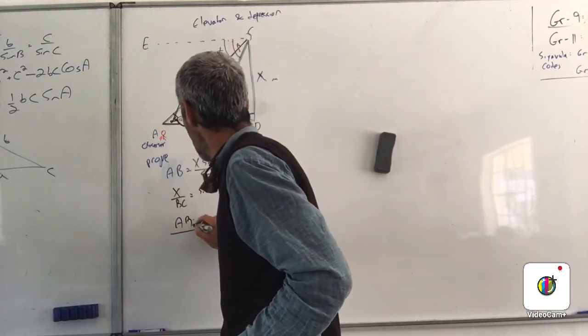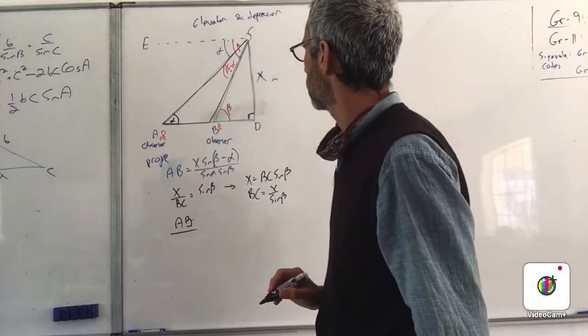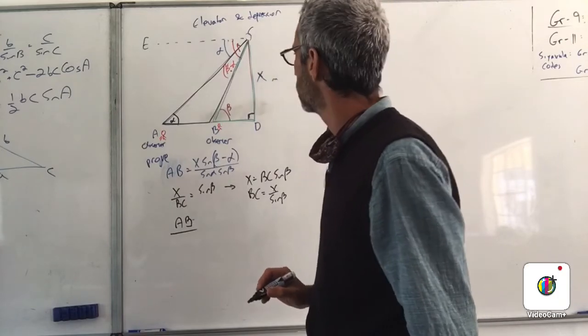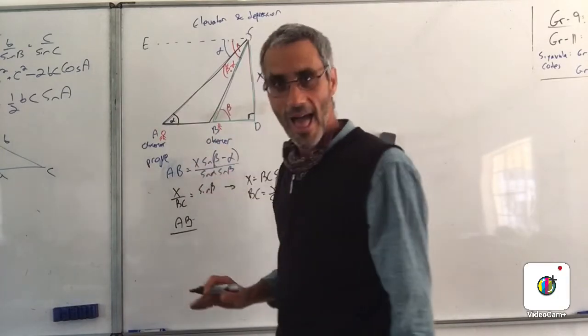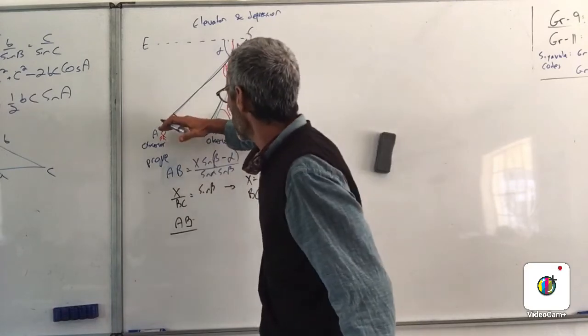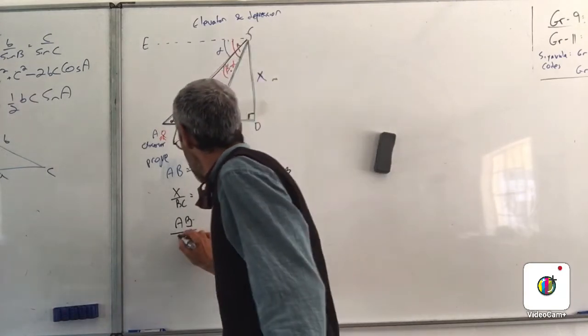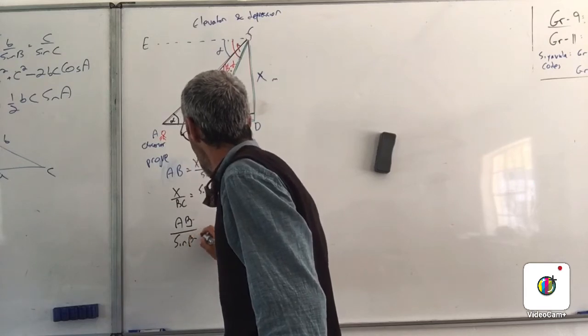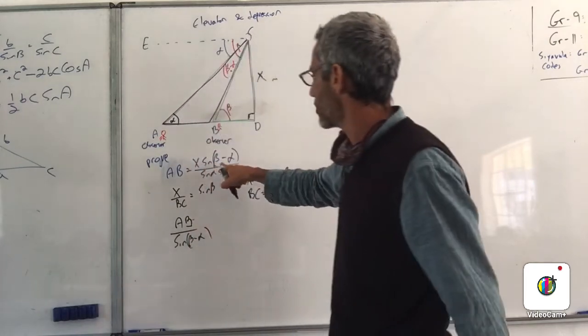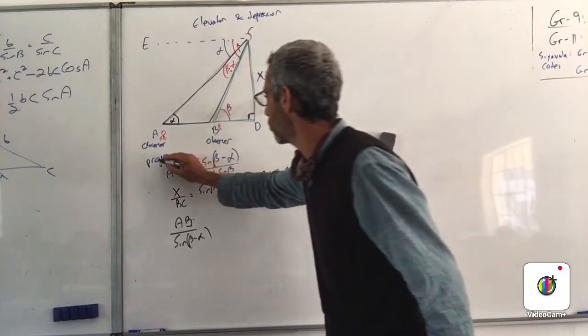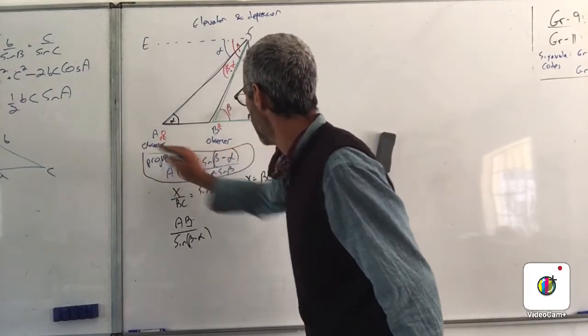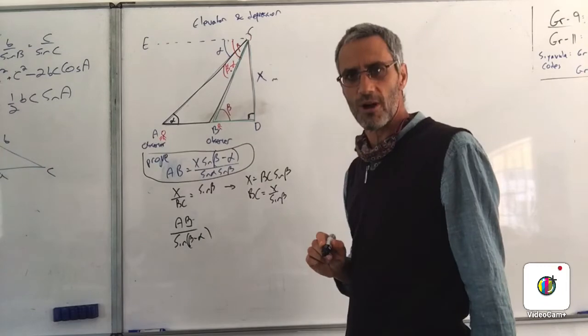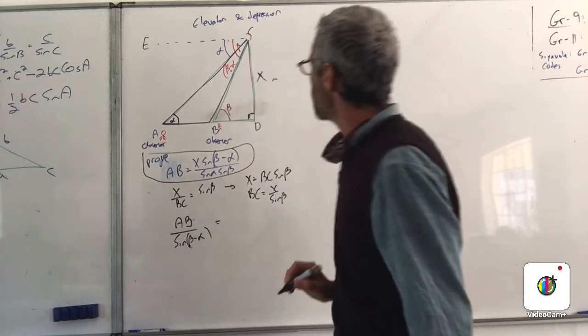AB divided by what? Sine beta minus alpha. Yes, the sine rule says side divided by sine of the opposite angle. So AB divided by sine beta minus alpha. That's quite encouraging because I've got sine beta minus alpha, which is the thing I'm trying to prove, so I'm in the right direction. That is equal to what?